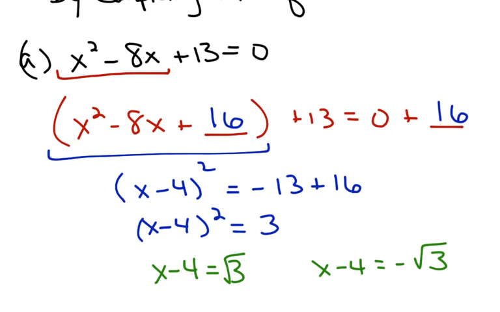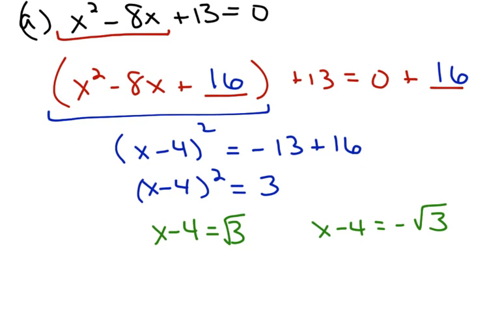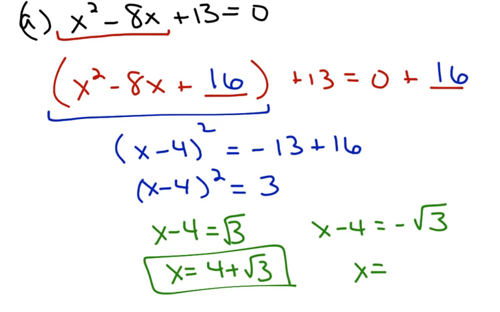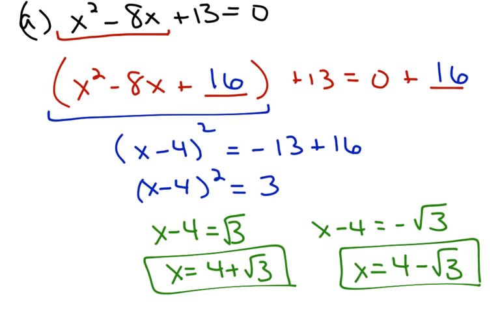One of them is x minus 4 equals the square root of 3, and the other one is x minus 4 equals negative the square root of 3. So the answer would be x is equal to positive 4 plus the square root of 3, and x is equal to positive 4 minus the square root of 3. This would have been easier gotten by using the quadratic formula, which I'll review later on.